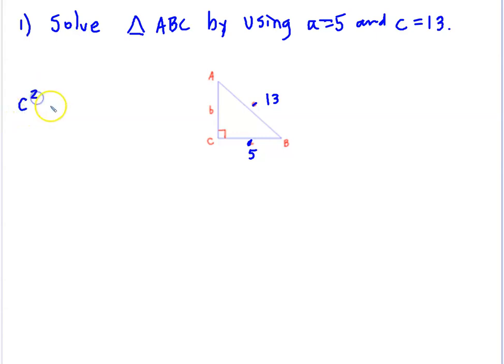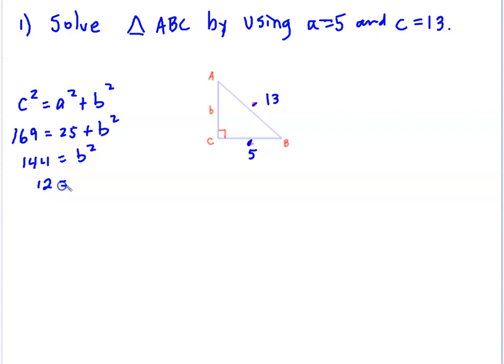So remember, just as a reminder, the Pythagorean theorem says C squared equals A squared plus B squared. And C is 13, so C squared is 169. A is 5, so A squared is 25. And we're solving for B squared. And we subtract 25, that's 144. And then we do the square root of both sides, and that gives us a B value of 12. So we found the side that we're looking for, the one side we're missing.